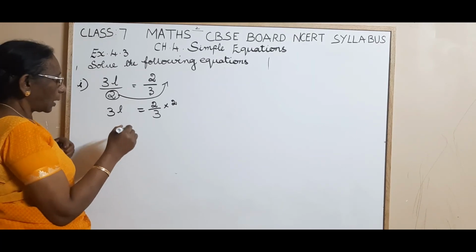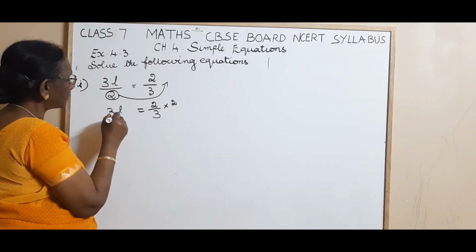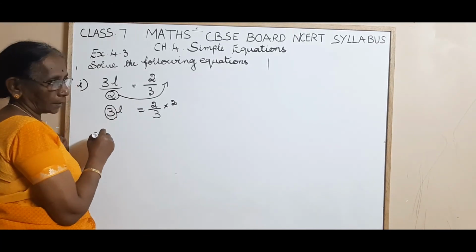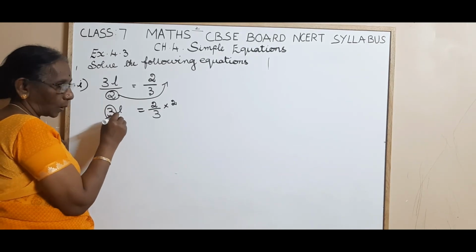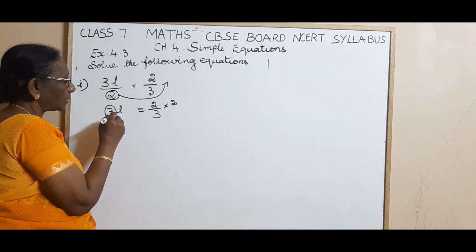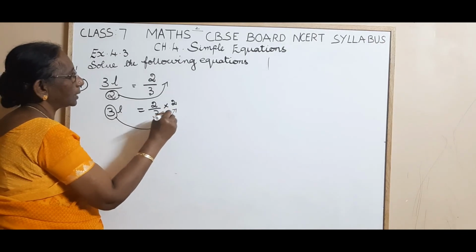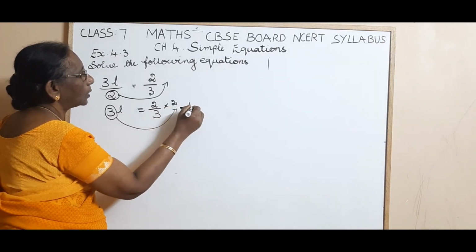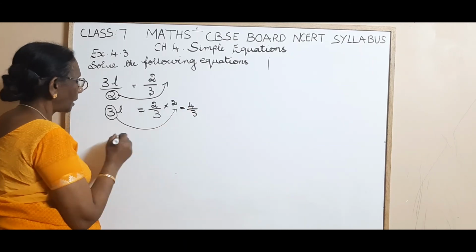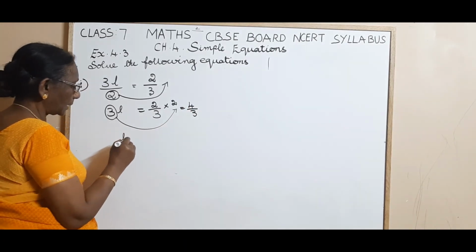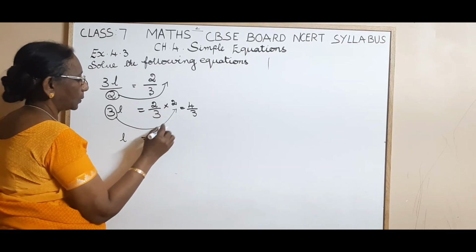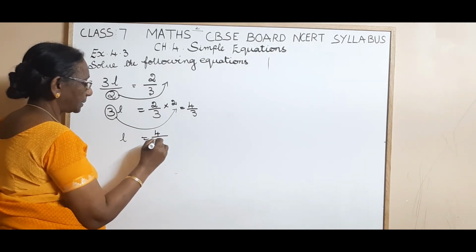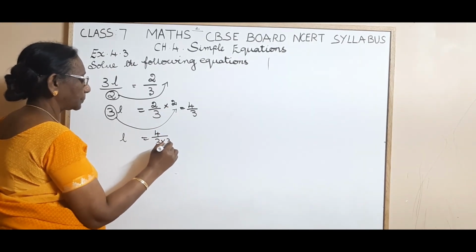Okay children, now next we got to eliminate this 3. So 3 here it is what? Multiplication. So when you bring this 3 here, it will be in the division. This is, you can write it as 2 2s are 4 by 3. So L is equal to what? 4 by 3 into 3.